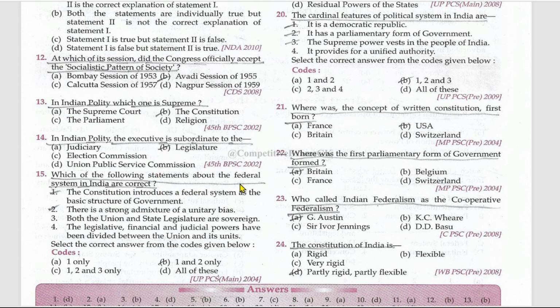Which of the following statements about the federal system in India are correct? The Constitution introduces a federal system as the basic structure of government. This is true. There is a strong admixture of a unitary bias. This is also true. Both the union and state legislatures are sovereign. Now, the legislative, financial, and judicial powers have been divided between the union and its units.